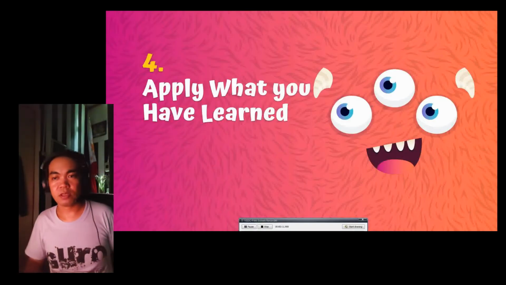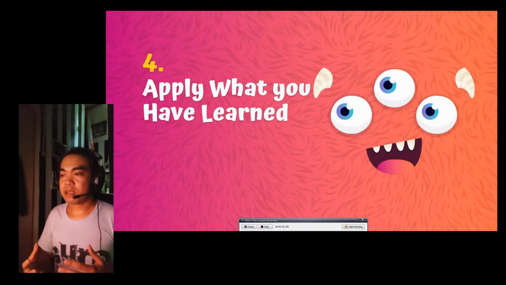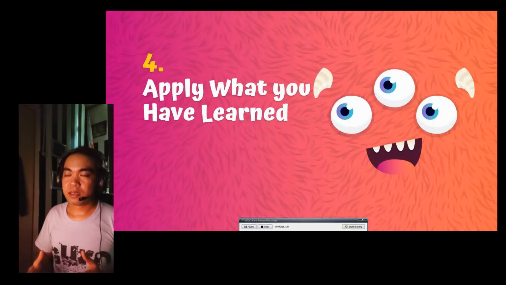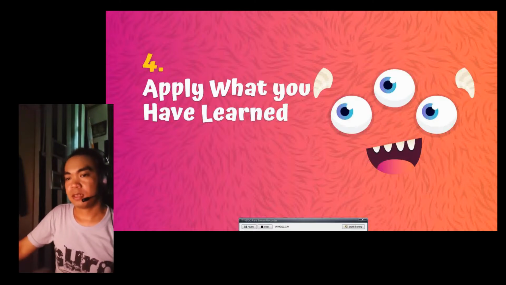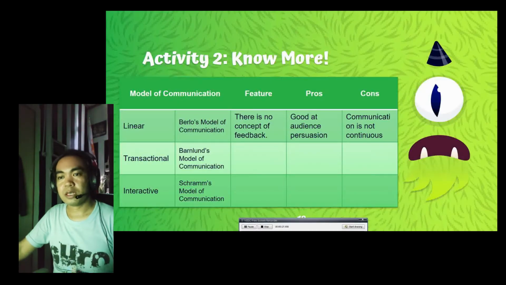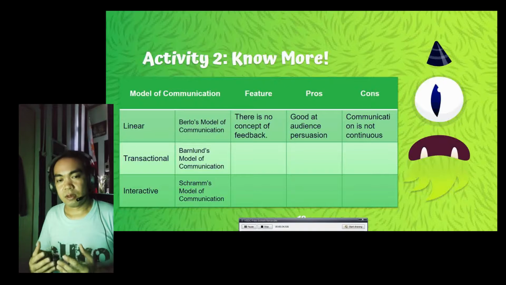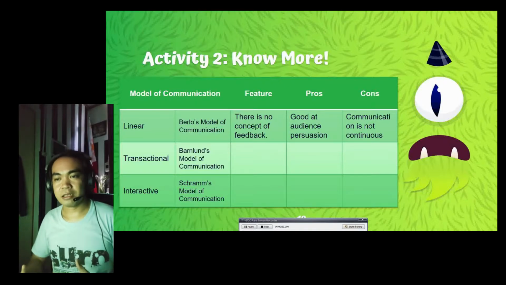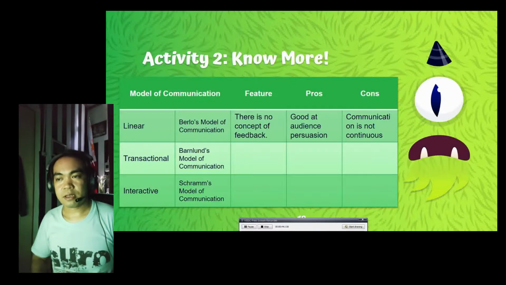Next part of our module is Apply What You Have Learned. After learning about the different models given to you earlier, we are now going to find out how much we have learned in this module. So we will have Activity number 2. We're going to fill in this table using information that we have gathered through this module. You may also find the answers on the internet. You may also look for answers in other books or references.